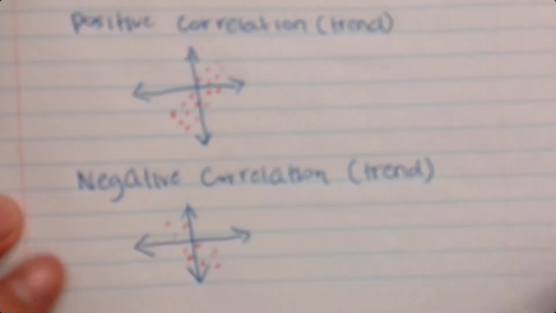All right. And then the last one is no trend. And that one is basically anything that has no connection to it. They're kind of all over. All right. So those are your three types.